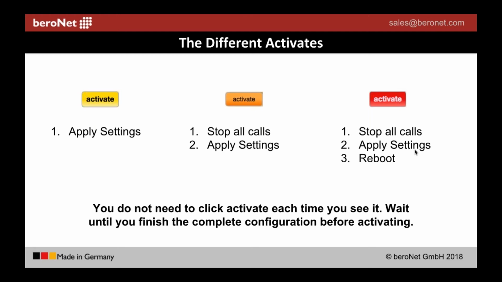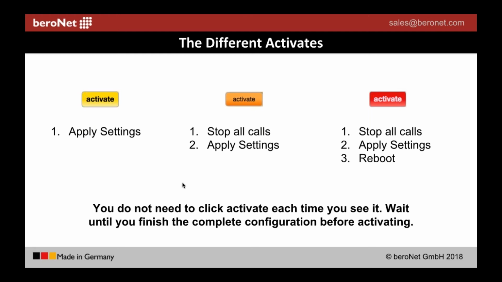Now, there are 2 other activates you're going to see. There's an orange activate, which stops all the calls and applies settings, and a yellow activate, which simply applies the settings. Generally, you see the red activate when you change hardware settings. You see the orange activate when you change something like port grouping. And then a yellow activate is for simple things like modifying a Dialplan rule.